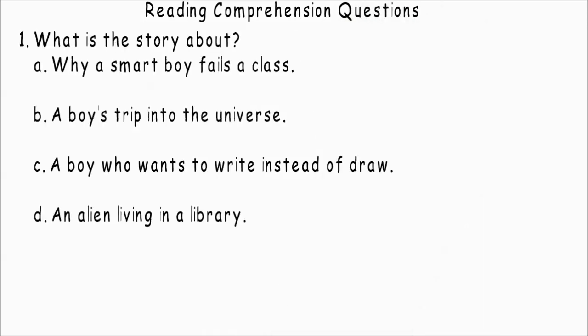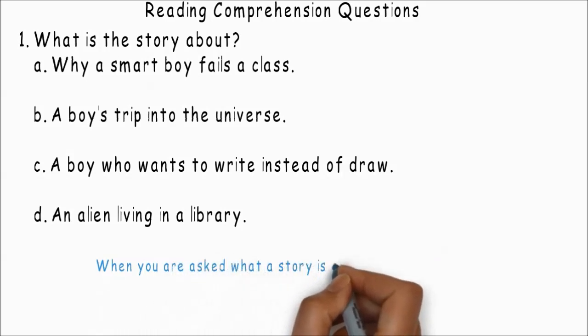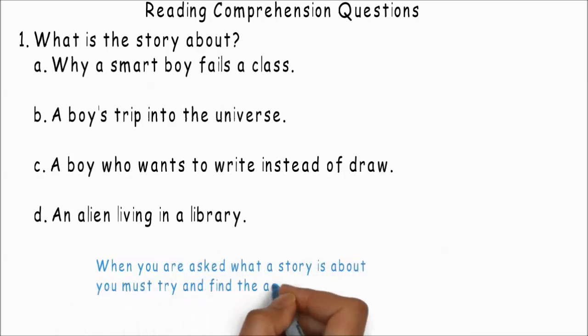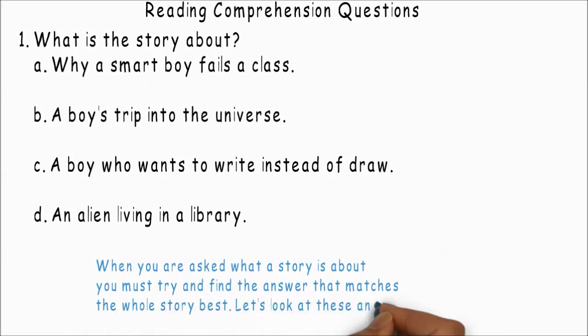Reading comprehension questions. Number 1. What is the story about? A. Why a smart boy fails a class. B. A boy's trip into the universe. C. A boy who wants to write instead of draw. And D. An alien living in a library. When you are asked what a story is about, you must try and find the answer that matches the whole story best. Let's look at these answers together.